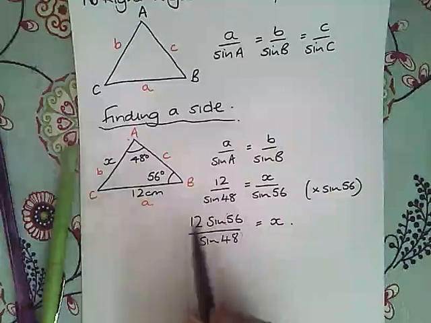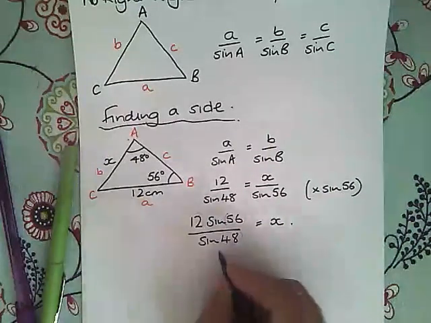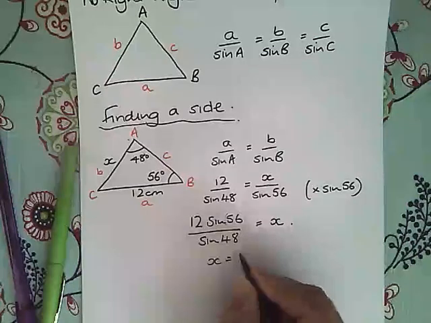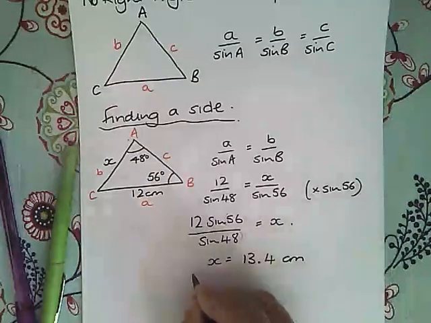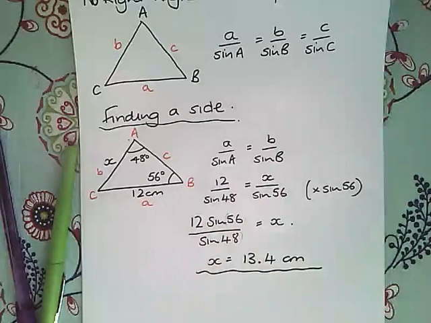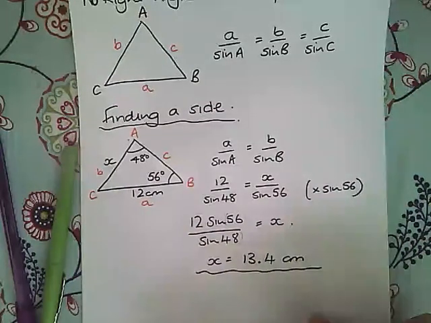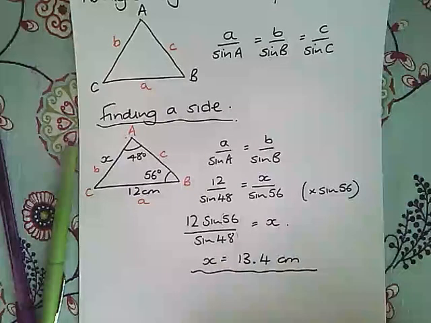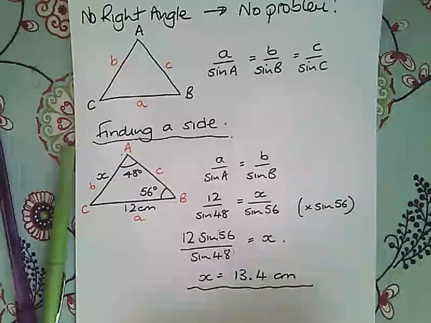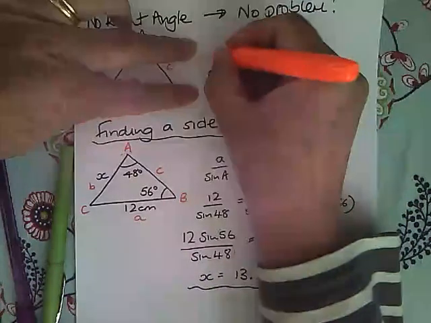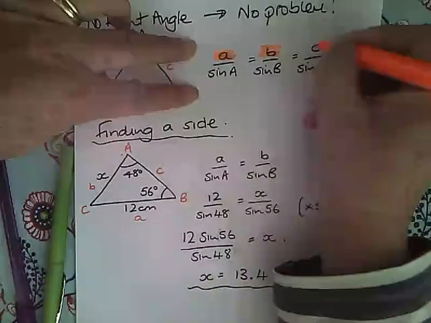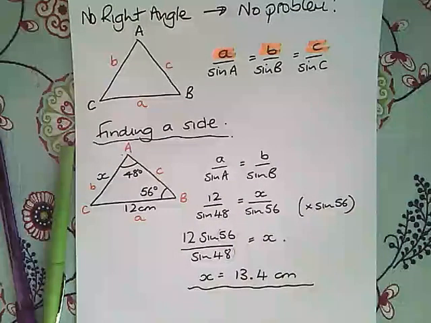Pop that all into your calculator and you will end up with x equaling 13.4 centimeters. So that is finding the side of a non-right angled triangle using the sine rule. And the key thing to note from this is that if you are trying to find a side, it is the side, the little letter, that goes on the top of your sine rule.